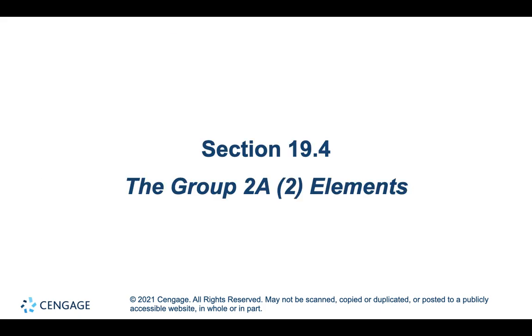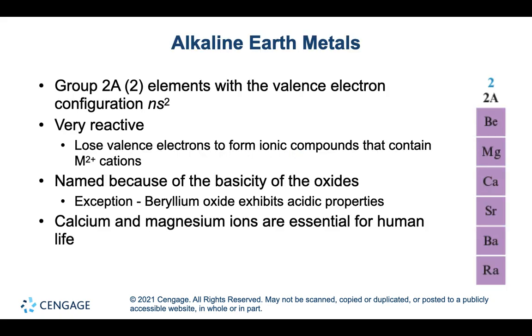Okay, group 2A. So we're moving our way left to right. Group 2A, we have our group 2A elements. This would be the alkaline earth elements, earth metals, beryllium through radium. They have an S2 electron arrangement. So to gain electrons, they'd have to start the P sublevel, so they don't really want to do that. So instead, they might lose these 2 electrons to form +2 cations.